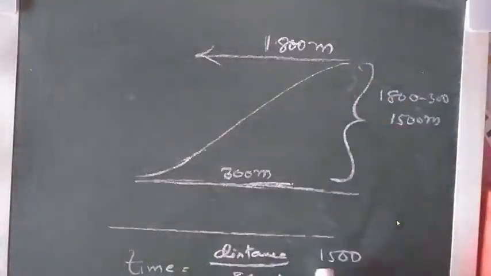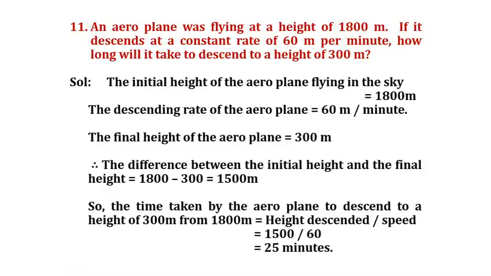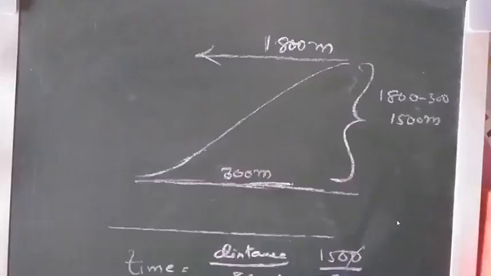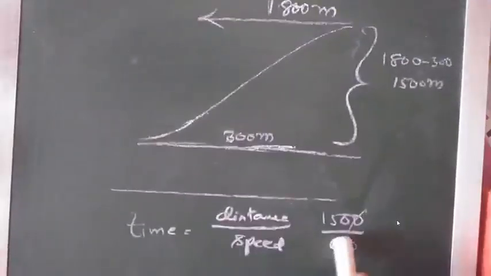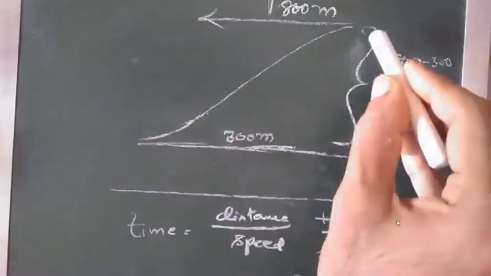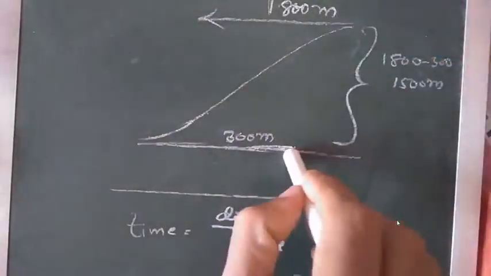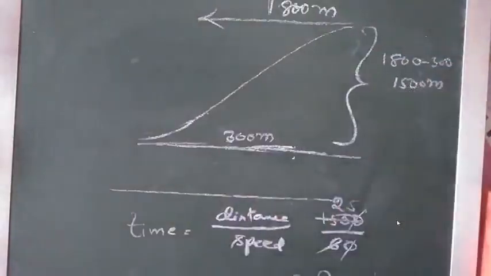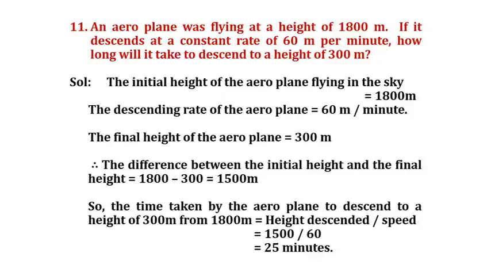Formula is there. So how much distance has it traveled from 1800 to 300? 1500 meters it has traveled, and the speed is 60 meters per minute. So if you divide this, you will get how many minutes it has taken. 60 cancelled. So now this is 6 2 12, so 25 minutes it has taken to come from 1800 meters to the 300 meters level, where the distance in between is 1500 meters. So these are the problems from this exercise.